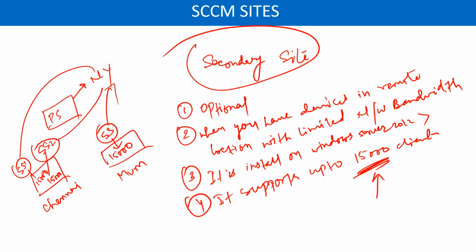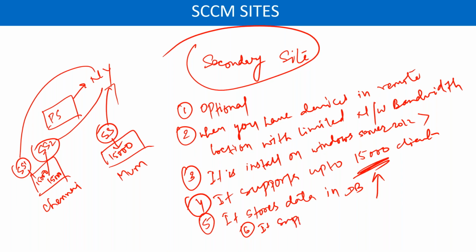So it supports up to 15,000 clients. Then it stores data in a database, okay? And what database does it support? There are two types of database. Primary site supports SQL Server database, central supports SQL Server database, but for the secondary site server, you can use SQL Express. So the secondary site, it uses what?